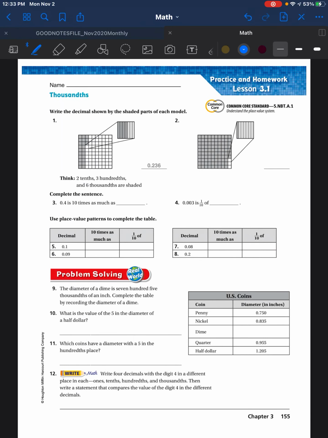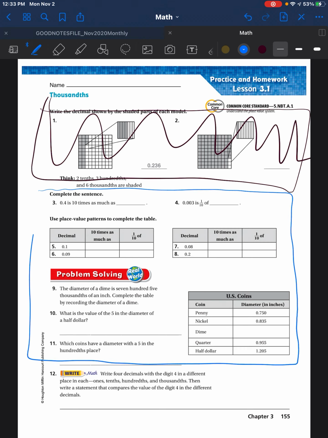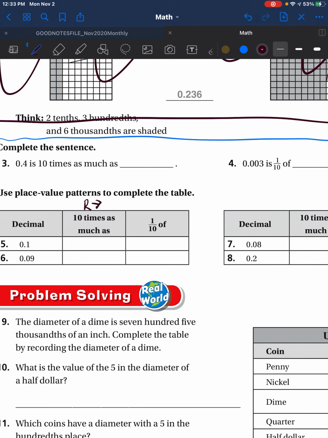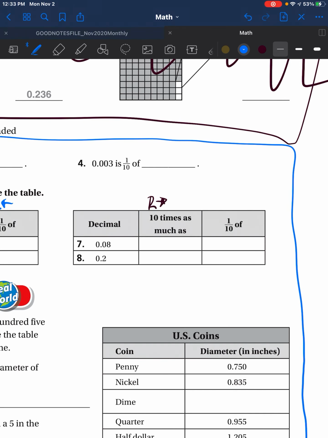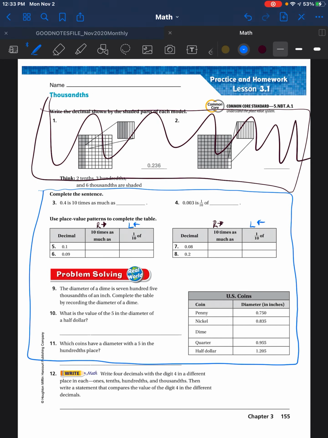That brings us to our homework, which is right here. You guys do not have to do these problems. So 1 and 2 are out. You are just focusing on 3 through 11. Remember to go ahead and put your labels over your charts so you remember where you're going. And as for your sentences, you are going to go to the right on that one.